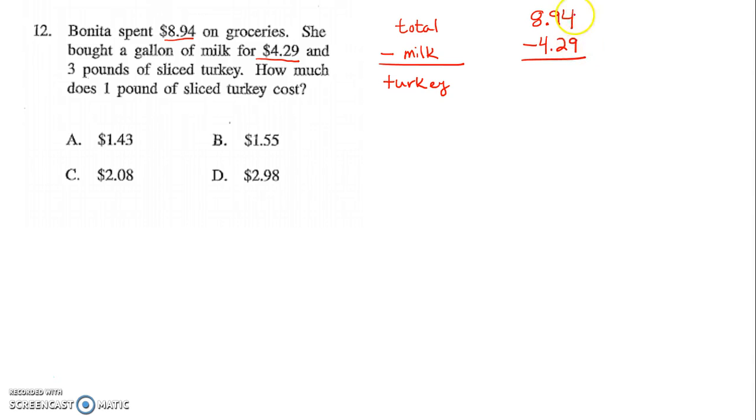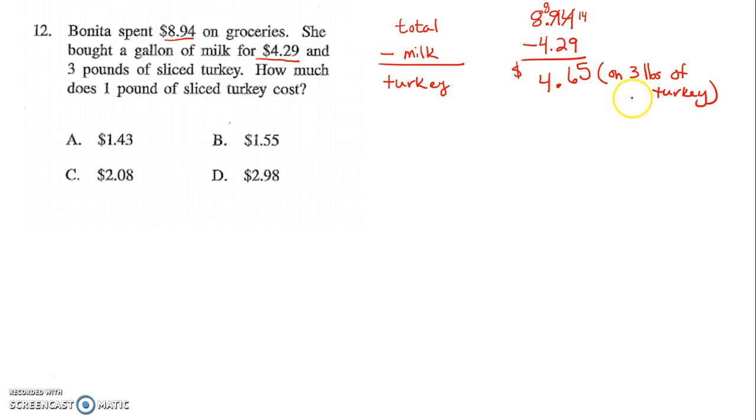So I can't subtract 9 from 4. Borrow from this 9, make this 9 an 8. This becomes a 14. 14 minus 9 is 5. 8 minus 2 is 6. Bring down your decimal point. And here 8 minus 4 is 4. So that means she spent a total of $4.65 on 3 pounds of turkey.